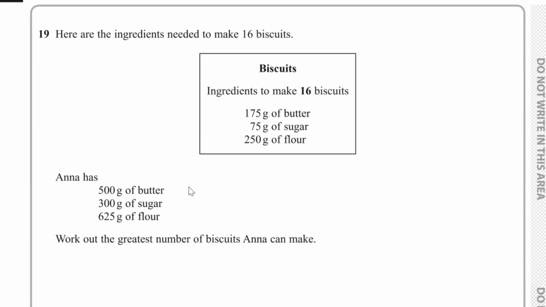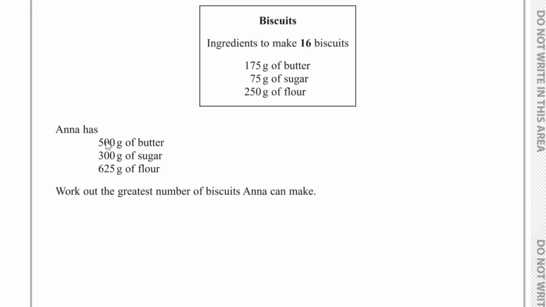Question 19. Here are the ingredients needed to make 16 biscuits. So to make 16 biscuits we need 175 grams of butter, 75 grams of sugar and 250 grams of flour. Anna has 500 grams of butter, 300 grams of sugar and 625 grams of flour. We have to work out the greatest number of biscuits Anna can make.